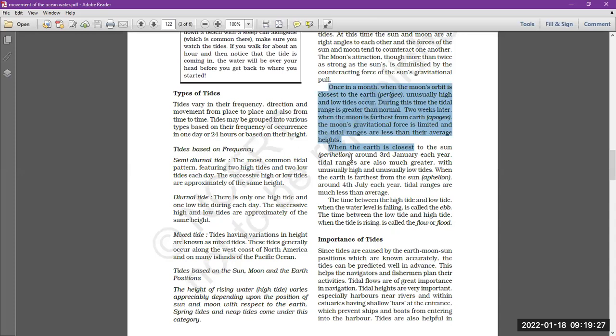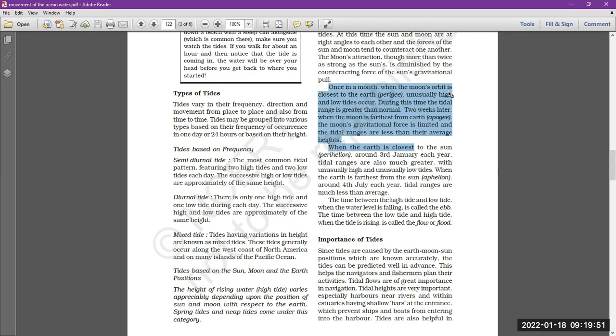The position is perigee. So don't get confused between perigee and perihelion. When the earth is closest to the sun, the position is perihelion, and when the earth is closest to the moon, that is perigee. When the earth is farthest from the moon, that is apogee, and the earth is farthest from the sun, that is aphelion. So ये चार positions, you must remember these four positions.